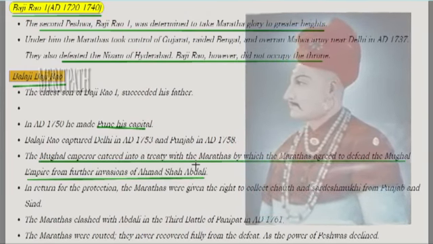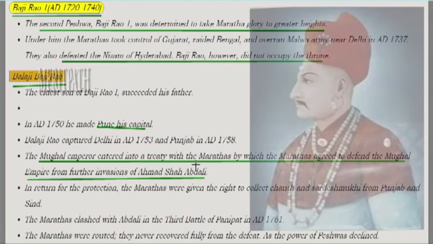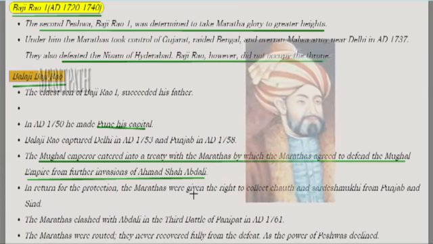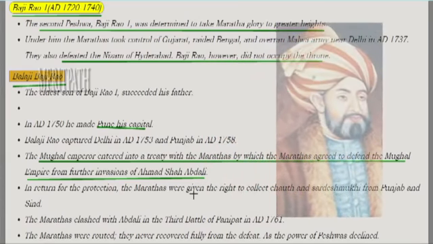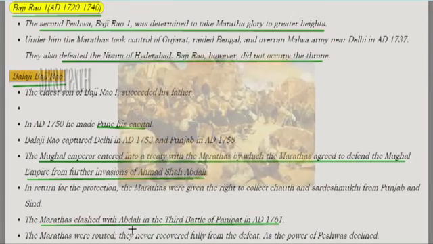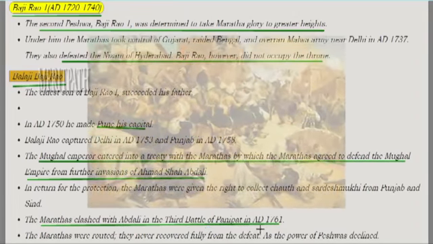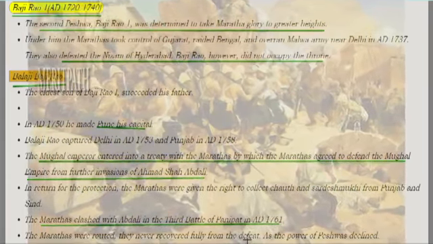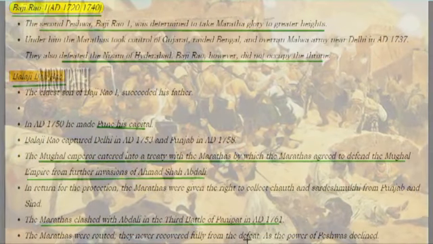So the Mughal emperor came to a deal with the Marathas. What was the deal? The Marathas agreed to defend the Mughal empire from further invasion by Ahmad Shah Abdali. And in return for this protection, the Marathas were given the right to collect the taxes, Chauth and Sardeshmukhi, from Punjab and Sindh. The Marathas later fought with Abdali in the third Battle of Panipat in AD 1761. The Marathas were defeated in this battle and couldn't recover from the defeat, and then the power of the Peshwas declined.